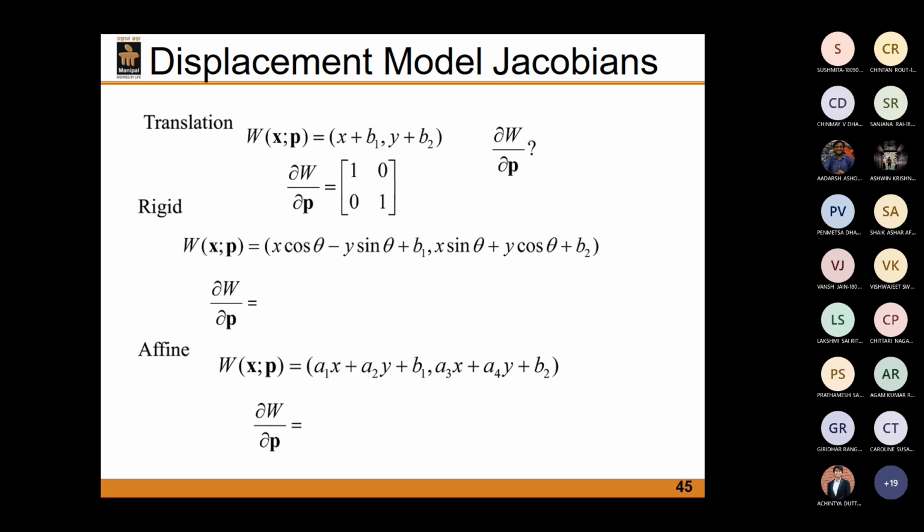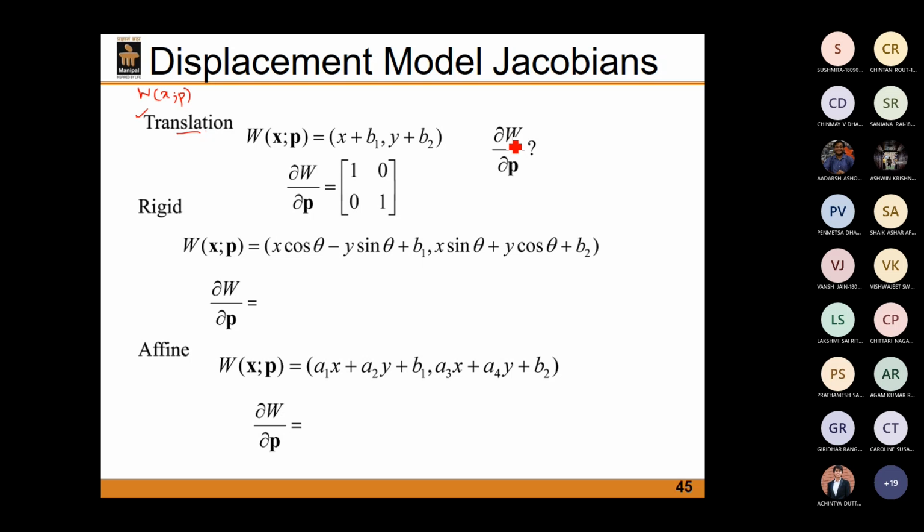Okay, so as I said earlier, we are trying to formulate these different transformations. We are trying to write the different transformation equations that we have in the form of a vector valued function, right? So we are writing it as W(x; p). So now if you have this vector valued function, as I said earlier, in order to find the derivative, you just need to find the Jacobian, right? So let's see what the matrices would be here, okay? So W(x; p), we know that is represented by (x + b1, y + b2), right? That is my vector valued function corresponding to the translation operation.